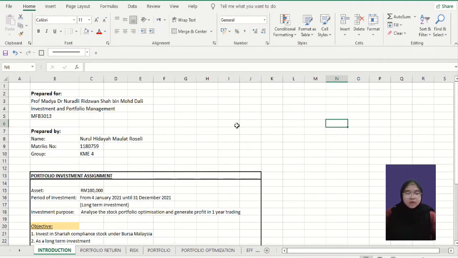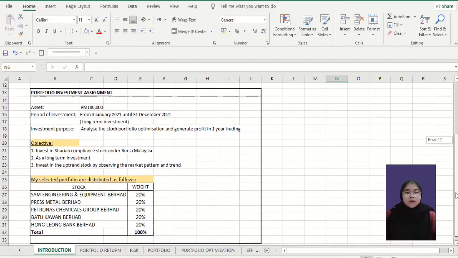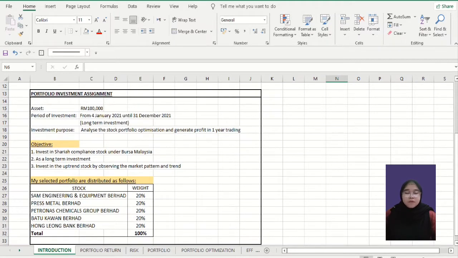So today, I would like to present my portfolio investment assignment. The initial capital is 100,000 for the investment time frame from 4 January 2021 until 31st December 2021. Personally, my objective for this investment is first to focus on investing in Sharia-compliant stock under Bursa Malaysia as a long-term investment, and also to invest in uptrend stock by observing the market pattern and trend performance.